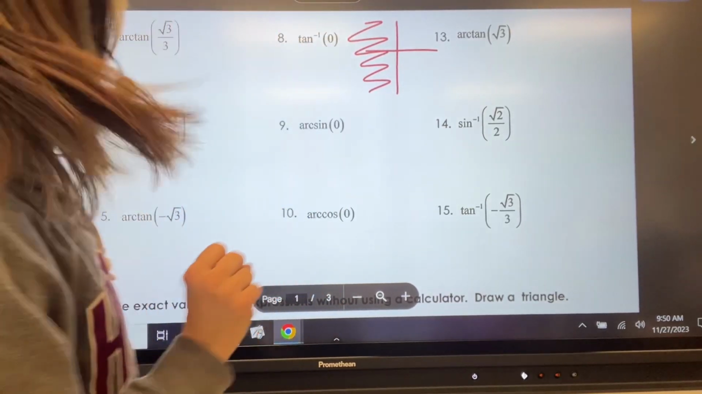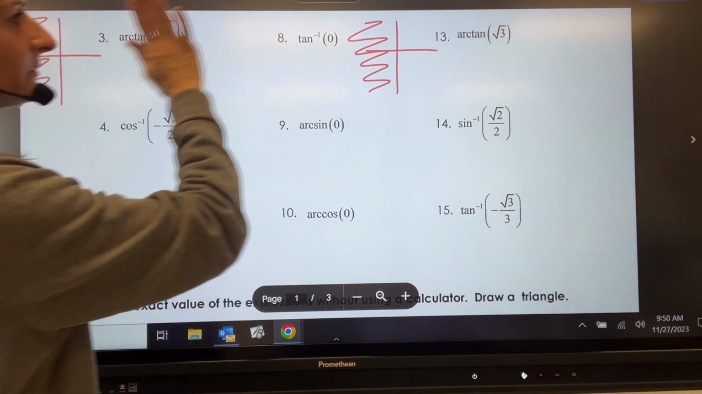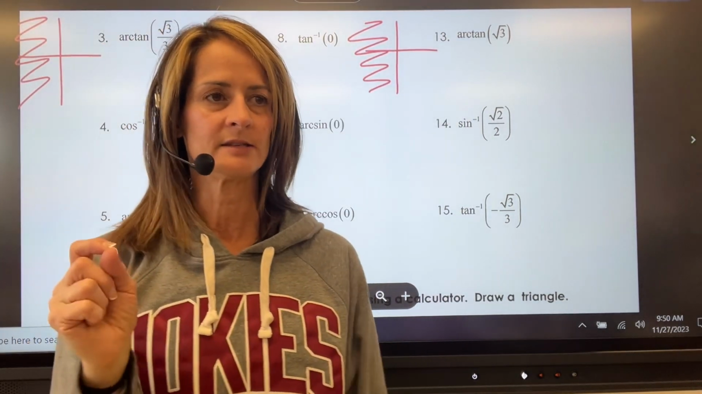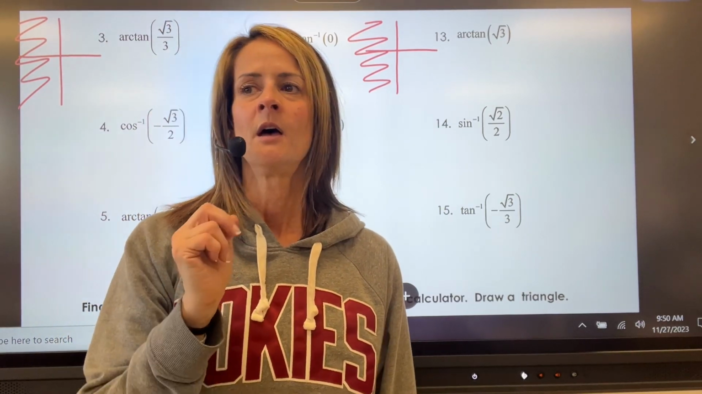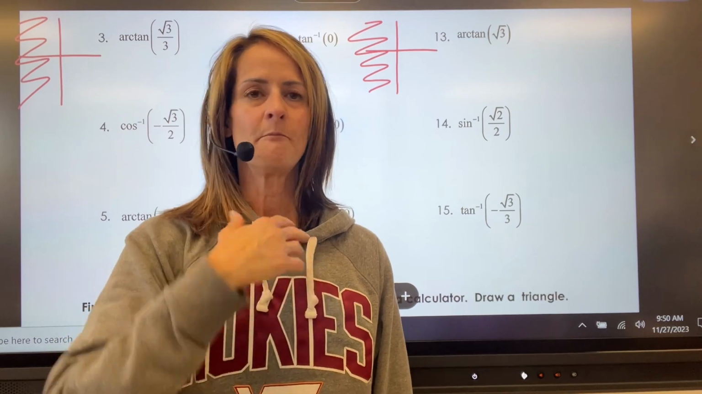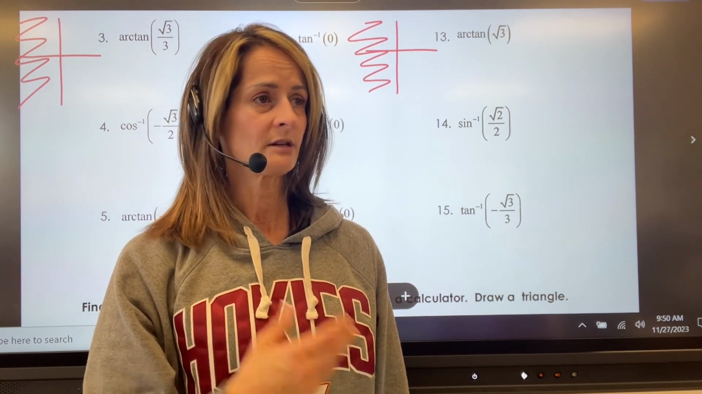Welcome back. Okay, so we're going to do problems 3. We're going to start with problems 3 and 13. And we just have to memorize these. Remember when we learned the values for tangent on the unit circle? I asked you to just memorize the tall angles and the short angles for tangent because they're just easier.